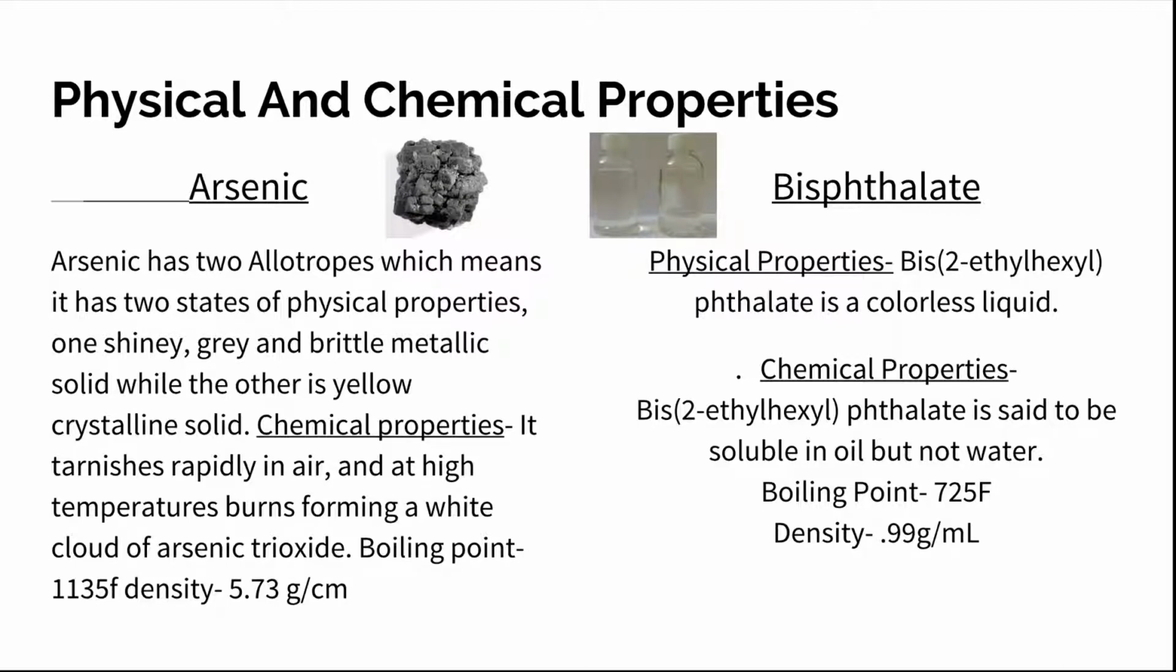The physical property of bisphenolate is that it is a colorless liquid. The chemical property of bisphenolate is that it is said to be soluble in oil but not water. The boiling point of bisphenolate is 725 degrees Fahrenheit, and its density is 0.99 grams per milliliter.